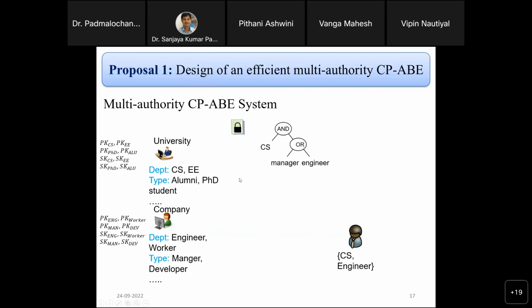A master secret key, MSK, would be generated for the university, and a master secret key would also be generated for the company. Then secret key components for this user would be given: K_CS from the university's master secret key, and K_engineer from the company authority. So these two keys are available for decryption purposes.